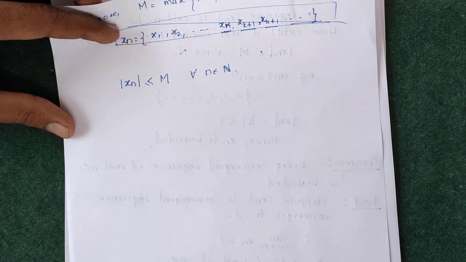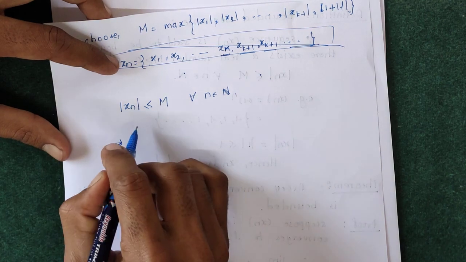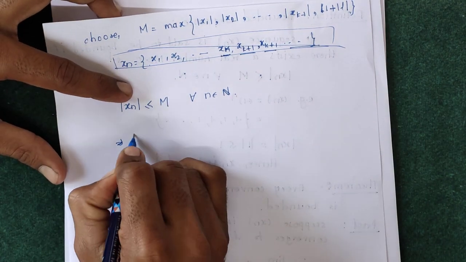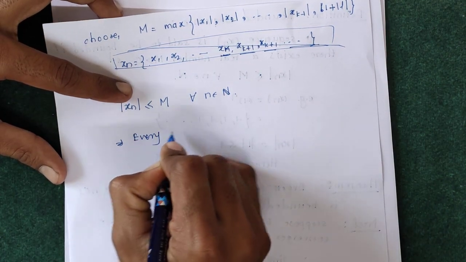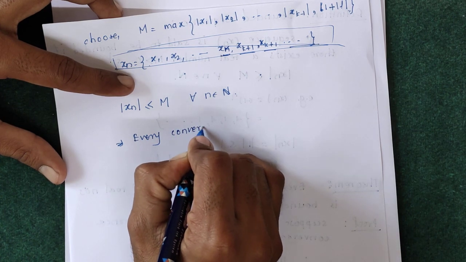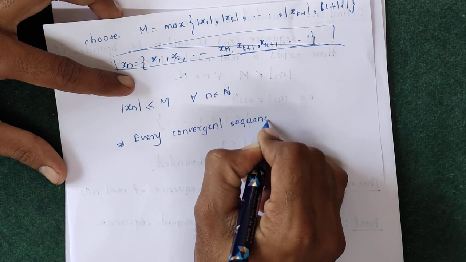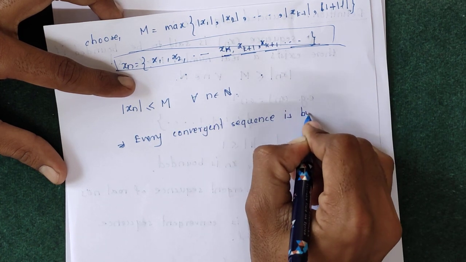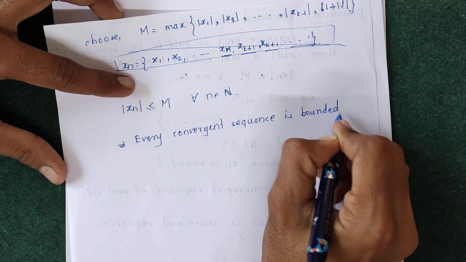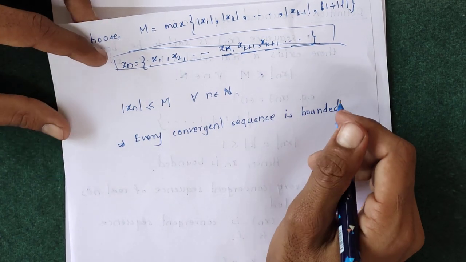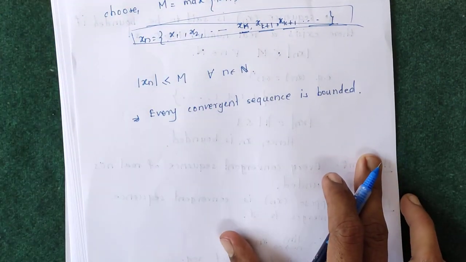This is the definition of a bounded sequence. This implies the sequence xn is bounded. So every convergent sequence is bounded. Every convergent sequence is bounded. Hence the proof of this theorem.